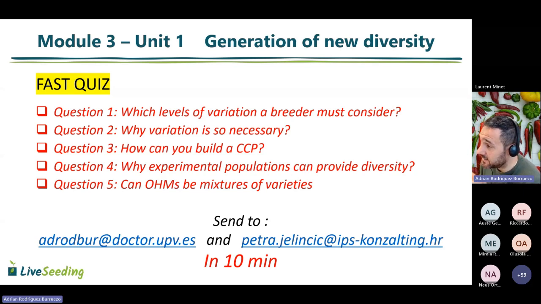But I would add the 5 levels of variation we have explained today. The first one is the variation within your own population or variety. The second is introducing new genotypes, new varieties. The third one is hybridization as a starting point. The fourth one is the mixtures, the plant mixtures. And finally, the fifth one is the experimental populations that Neus has exposed.